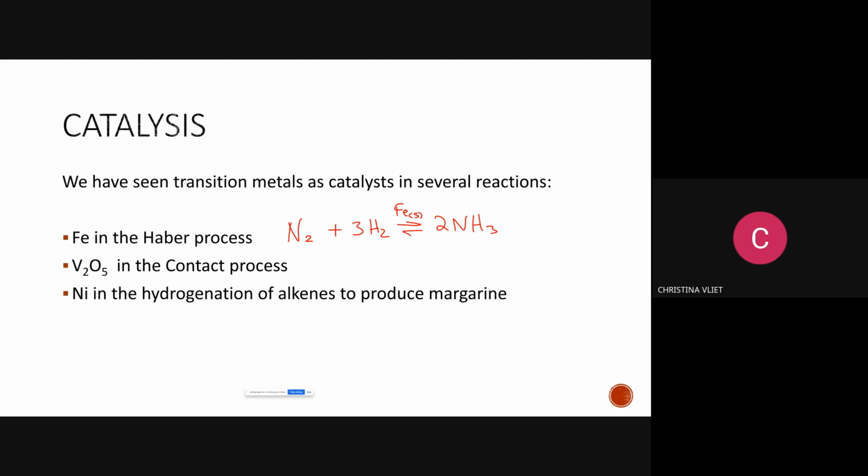The contact process is the process for making sulfur trioxide from sulfur dioxide. So that's SO3.